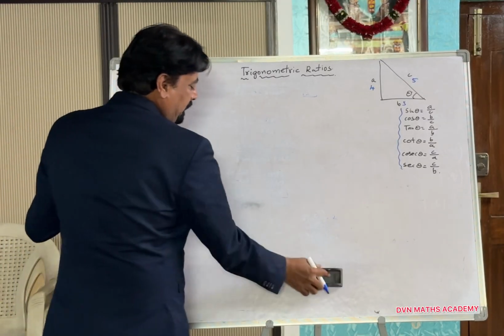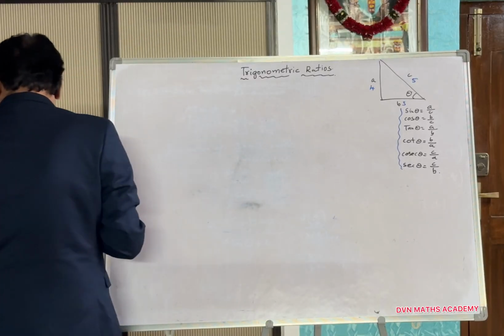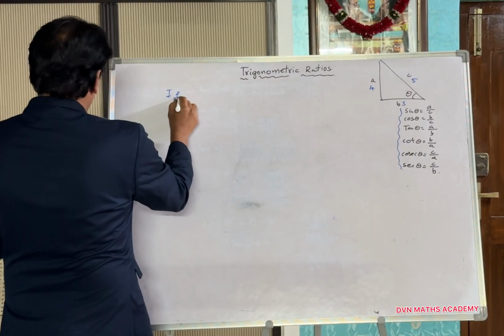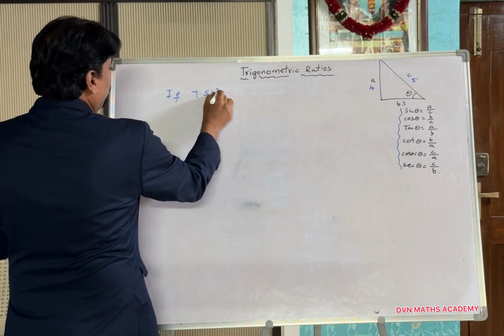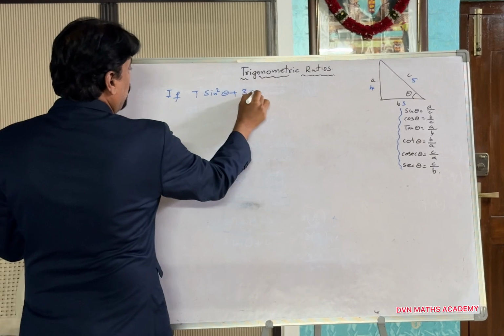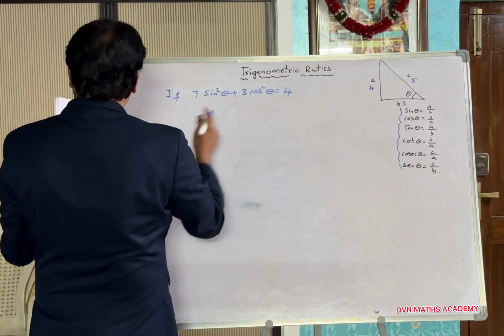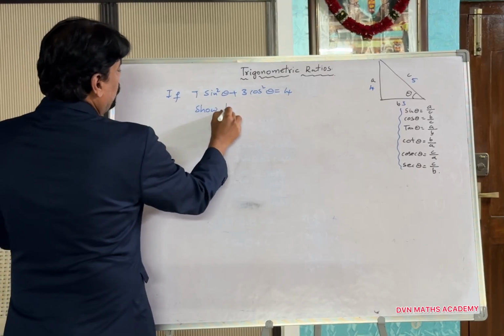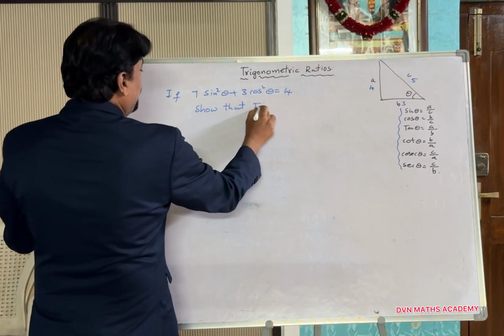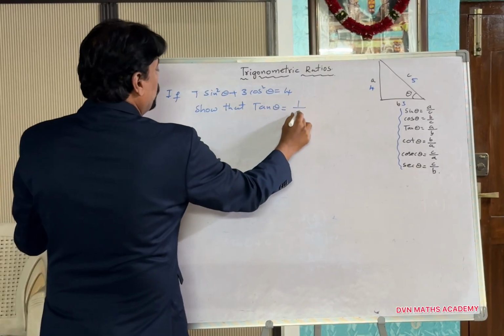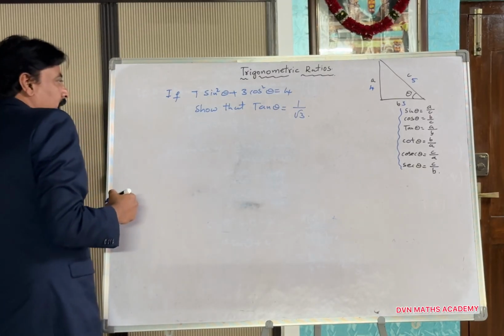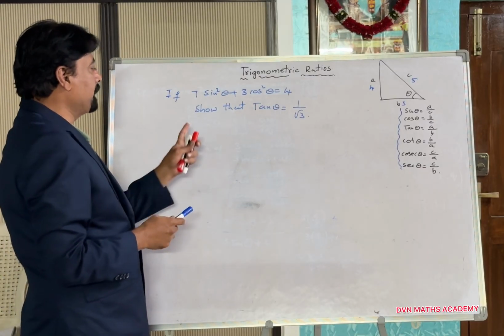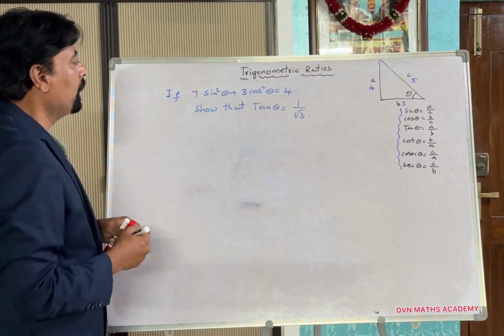My second question is also a very important pattern in trigonometric ratios. It is given that if 7 sin square theta plus 3 cos square theta is equal to 4, then show that tan theta is equal to 1 by root 3. So this is also a very interesting question. Here it is given that 7 sin square theta plus 3 cos square theta is equal to 4, and it is asking to show that tan theta is equal to 1 by root 3.